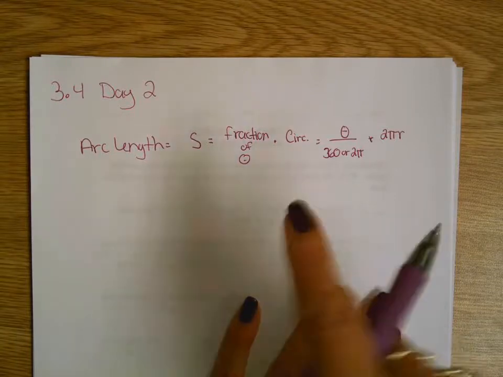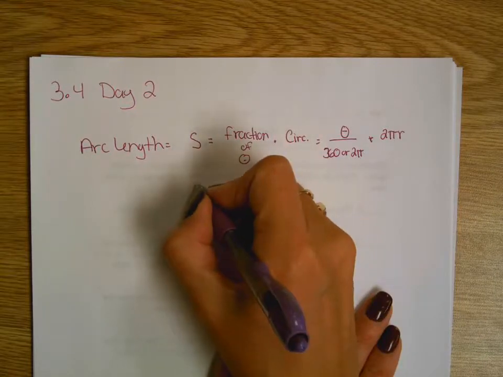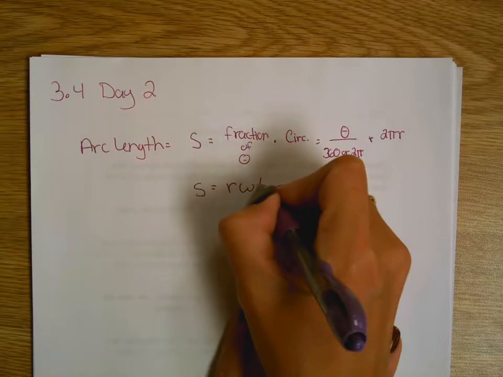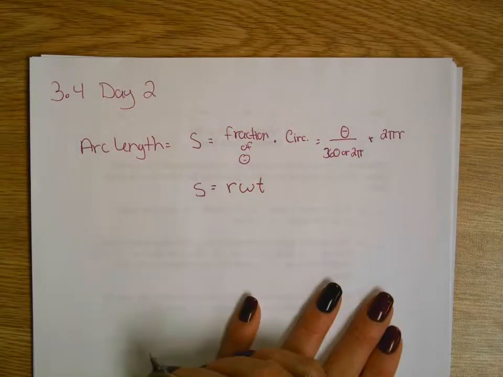Okay, you were also given in just this last section another formula to get arc length that was r omega t. So now you've got two formulas for arc length, depending on what's given to you.